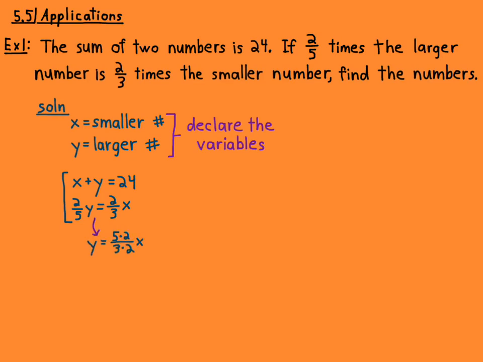So what did I do? I cross-multiplied. Remember, cross-multiply. I solved for y, which means this 5 goes up here, and this 2 goes down here. That's all I did. See how fast that is? Those 2's will cancel. So I get y is 5/3 x. That's the way I decided to do it.